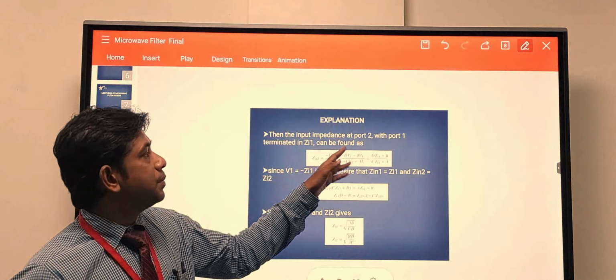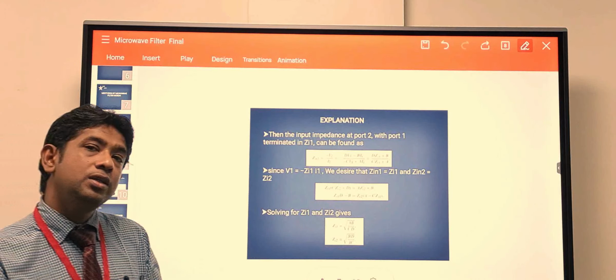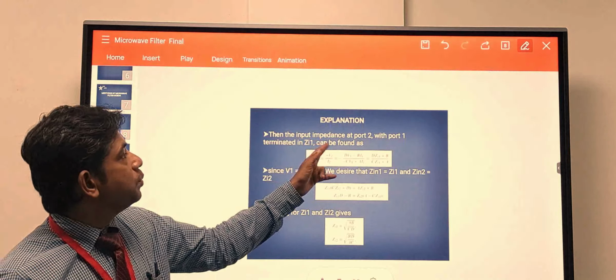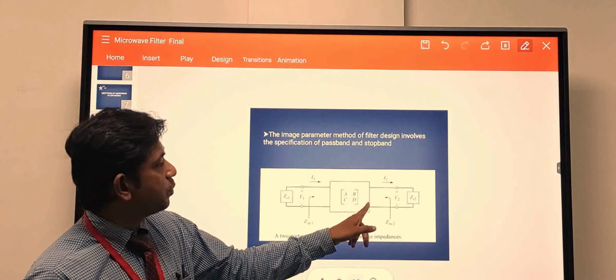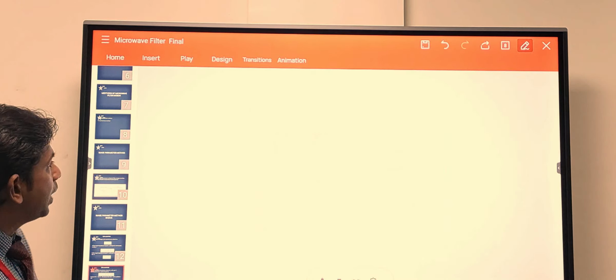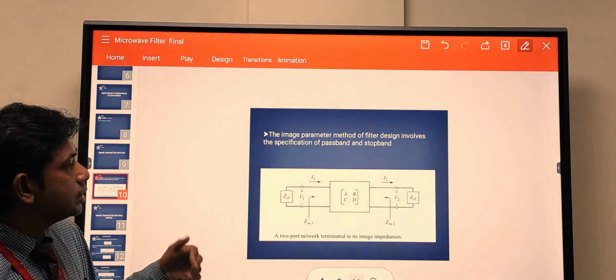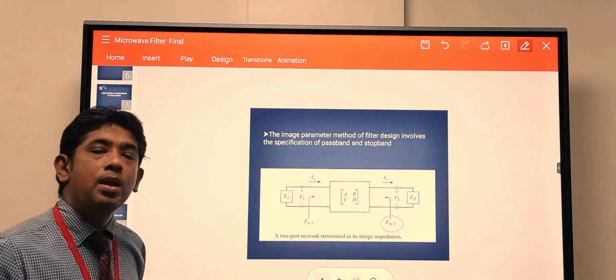the input impedance at port 2 with port 1 terminated is ZI1. That means the reverse of the first case scenario. The input impedance at port 2 with port 1 terminated can be given by, as you can see, Zin. Where can we find Zin? We can find Zin here.